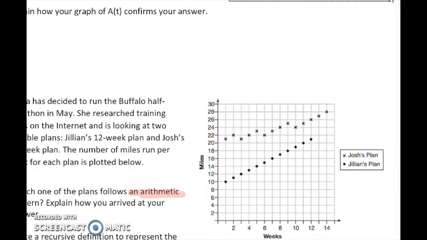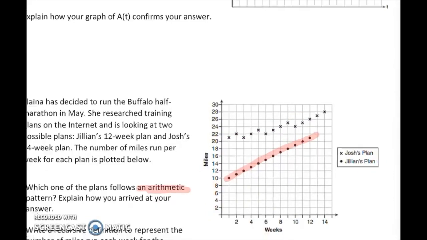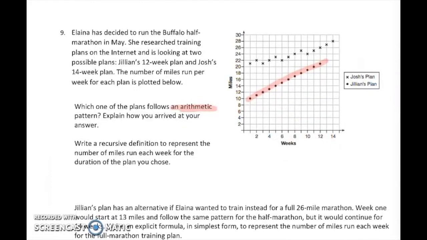Versus when I look at Jillian's plan here, we are linear in our growth, which means we are adding a constant change. So here I would say that Jillian's plan is arithmetic because it adds a constant amount each month.